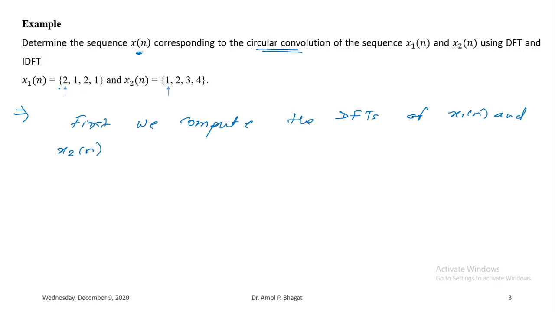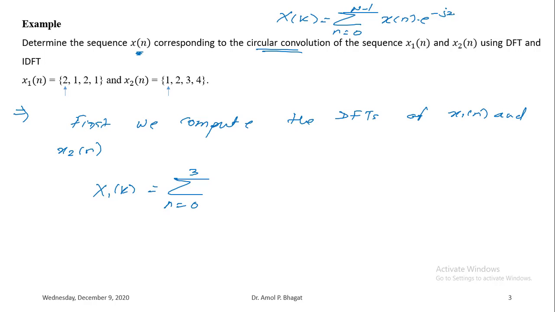that is N-point, because there are 4 samples in each sequence, so that DFT will be called 4-point DFT, right? So the DFT of x1 of n will be indicated as x1 of k, and n will vary from 0 to 3, because it will be capital N minus 1. The formula for DFT is x of k equals summation n equals 0 to N minus 1 of x of n into e to the power minus j 2 pi k n by N. So this is the formula for the discrete Fourier transform.